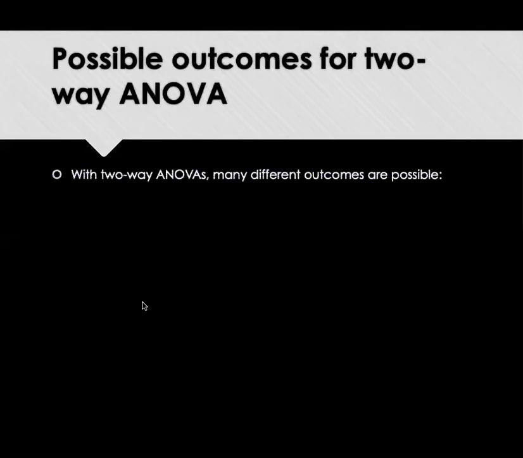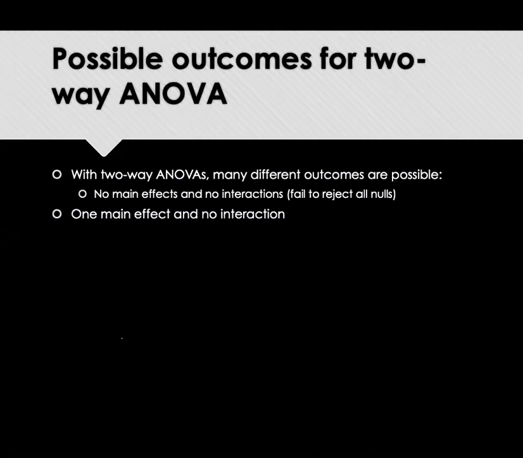So what are the possible outcomes for a two-way ANOVA? There's actually many different possible outcomes. You may find that there are no main effects and no interaction effects. So you would fail to reject all the nulls, right? You fail to reject the null hypothesis for the main effects, and you fail to reject the null hypothesis of no interaction effect. So you don't see any differences at all.